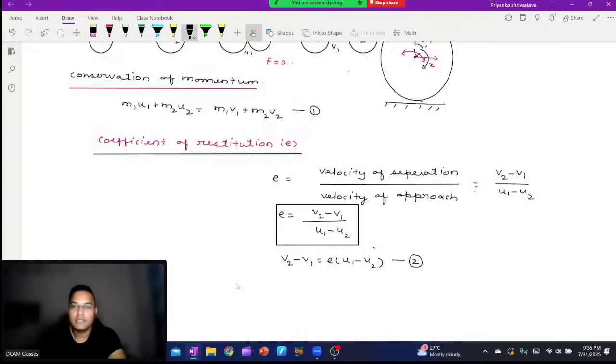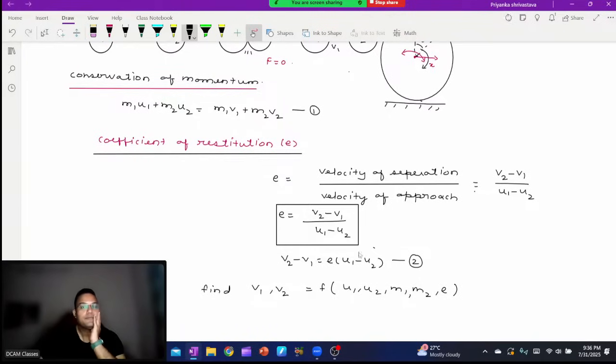Using the first and second equation, find v1 and v2 as a function of u1, u2, m1, m2, and e. Means you have to solve the first and second equation and get the values of v1 and v2 in terms of u1, u2, m1, m2, and e. Can you do it?